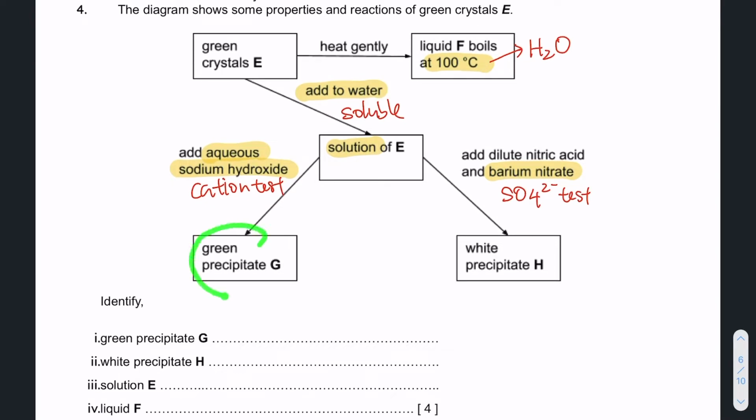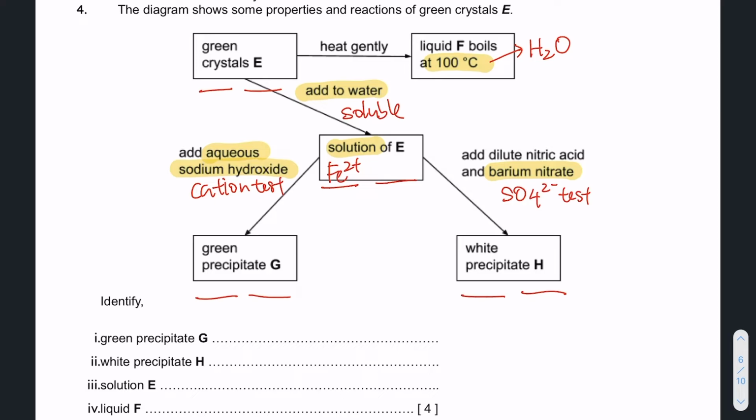So G is formed in the cation test, and it's a green precipitate. So this means that E has Fe2+. Right? I would like you all to make a habit that most of the time, everything will have two parts. You know, one part, two part, and then on this side we have two parts to it, and on this one we have two parts to the name. So always remember there should be two parts to the name.